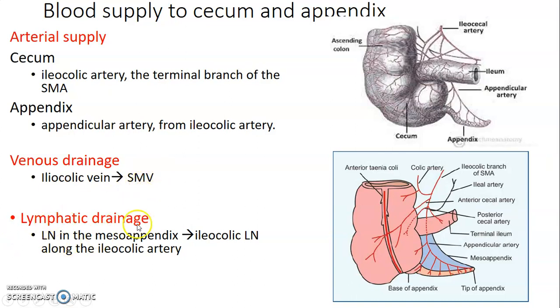Then we have lymphatic drainage of the cecum and appendix. So we have lymph nodes in the mesoappendix that will carry lymphatics from these two, then drain the lymphatics into the ileocolic lymph nodes that follow the ileocolic artery.